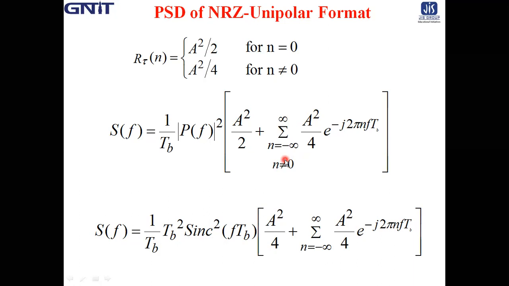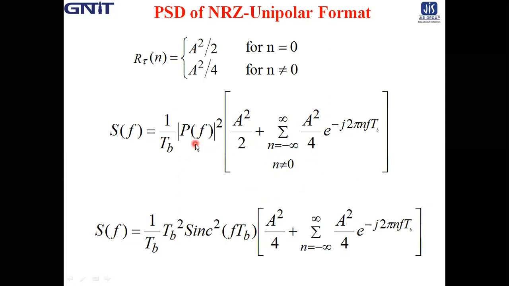Now for simplification, if we add the term for n equal to 0 here, obviously the outer term is A²/4. Okay, come to the point.